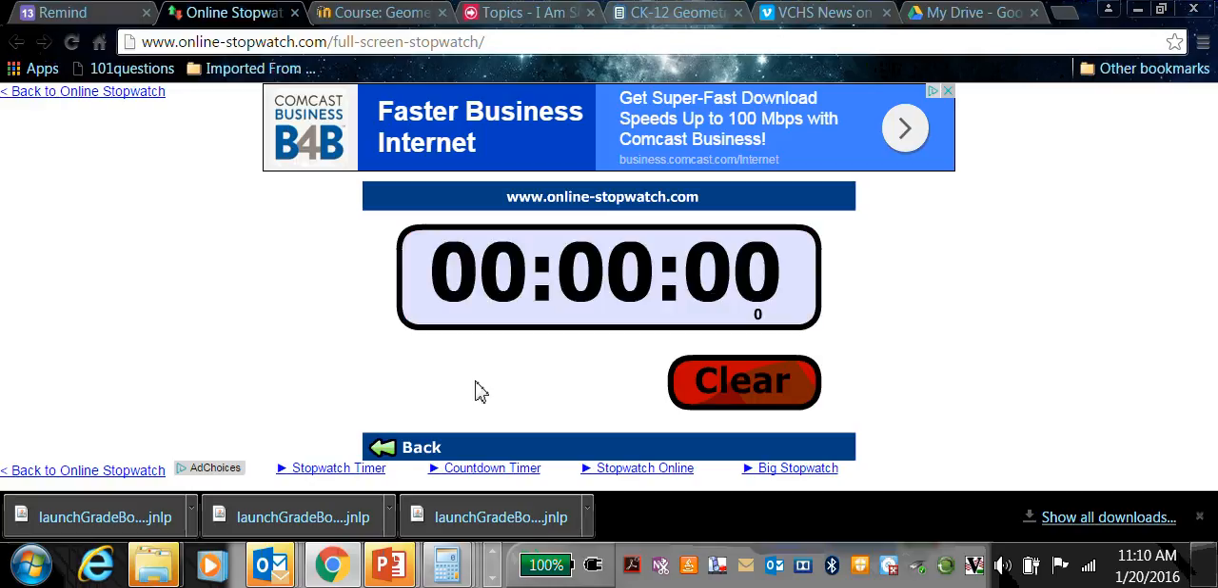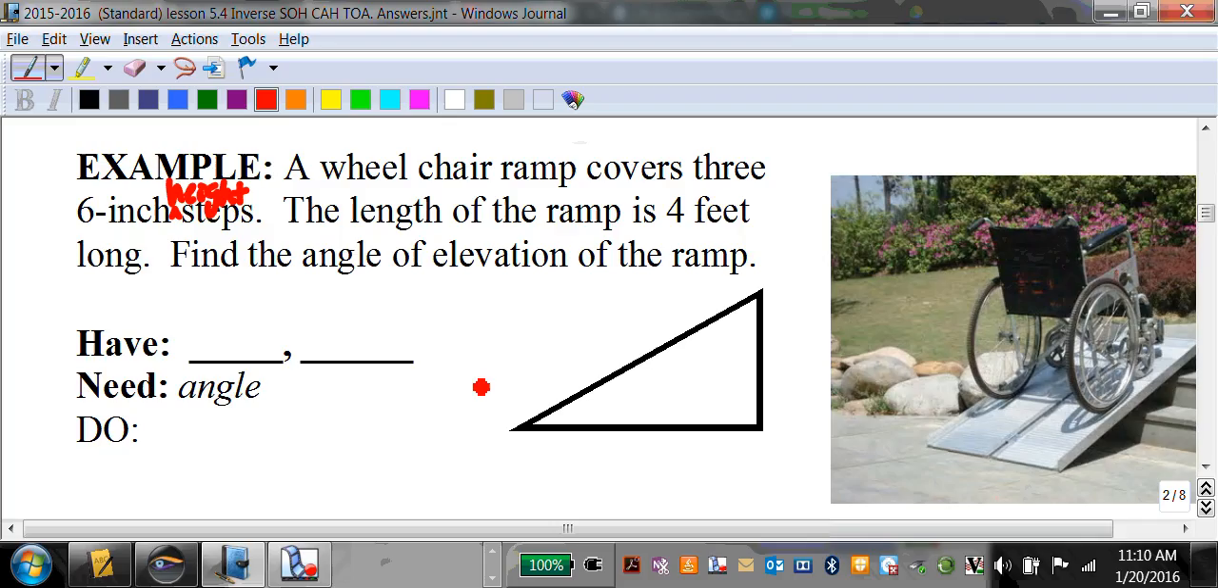All right, guys. Let's go over it. Guys, if this was a test question, I only had 6 people get this. Watch carefully. You should read with your lips moving. That's the first most important thing so you don't lose details. 6 inches, 6 inches, 6 inches. 3 steps, 18 inches. Here is your theta. This is for feet.